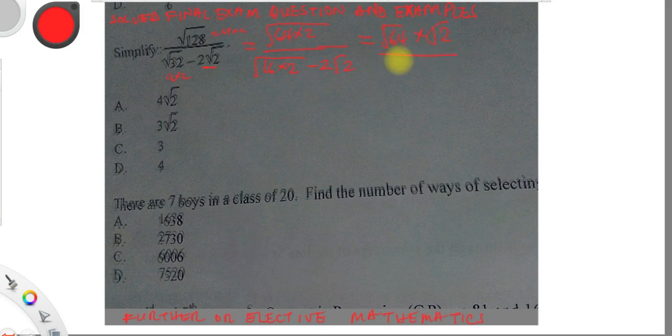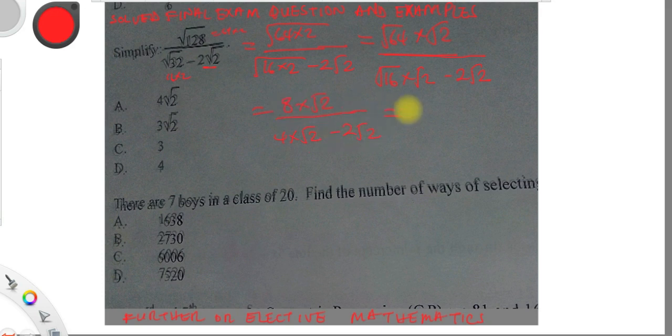So this one we separate. You have square root of 16 times square root of 2, minus 2 root 2. So this is equal to: square root of 64 is 8, times root 2, all over square root of 16, which is 4, times square root of 2, and then minus 2 root 2. This is what we have.